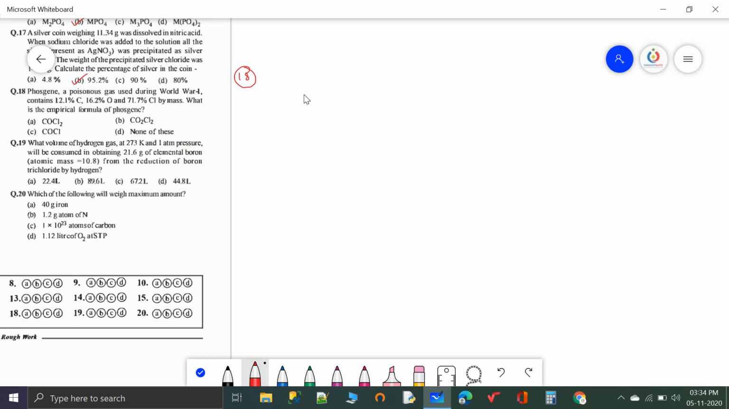But anyhow, if you want to solve the question, just write down the elements, their given percentages, and take the ratio, that is called the mole ratio. Then you take the simple ratio.